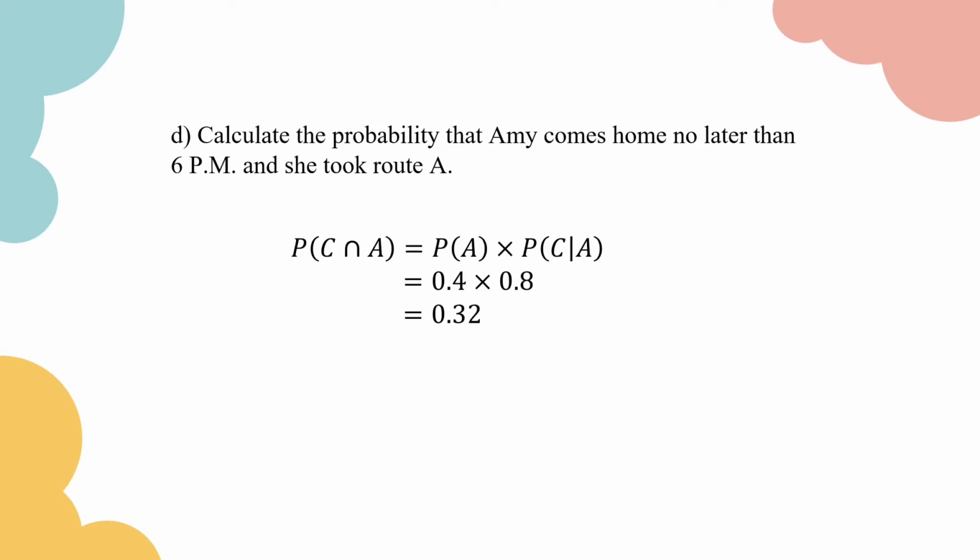Last question, calculate the probability that Amy comes home no later than 6 p.m. and she took route A. So we need to find the probability of C intersect A, and we can get this from the tree diagram, which is the probability of A times the probability of C given A, and the answer is equal to 0.32.